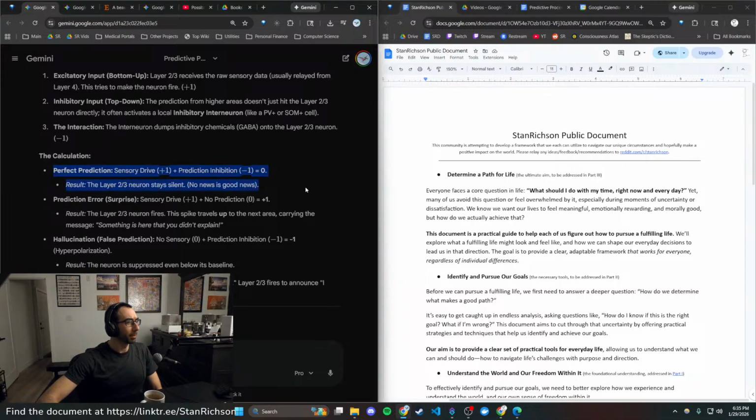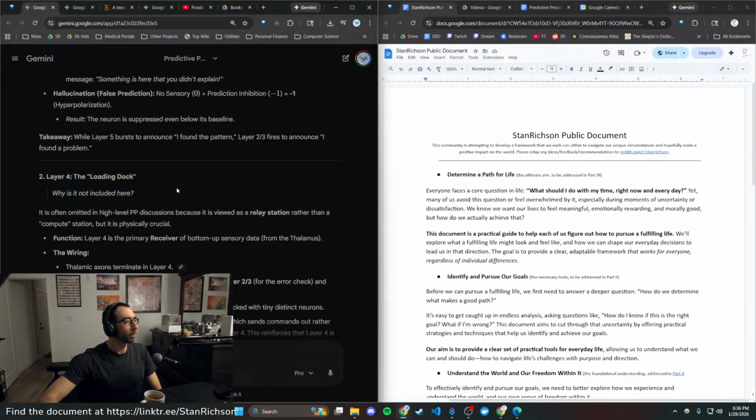Okay, so yeah, if we got perfect prediction, then that silences. Prediction error would be you got sensory drive plus no prediction, plus 1. How about hallucination? You got the prediction, but you don't have the sense, so -1. That's hyperpolarization. The neuron is suppressed. So how does that affect outputs? The layer 2-3 fires. Spike travels up to the next area carrying the message. Something is here that you didn't explain.